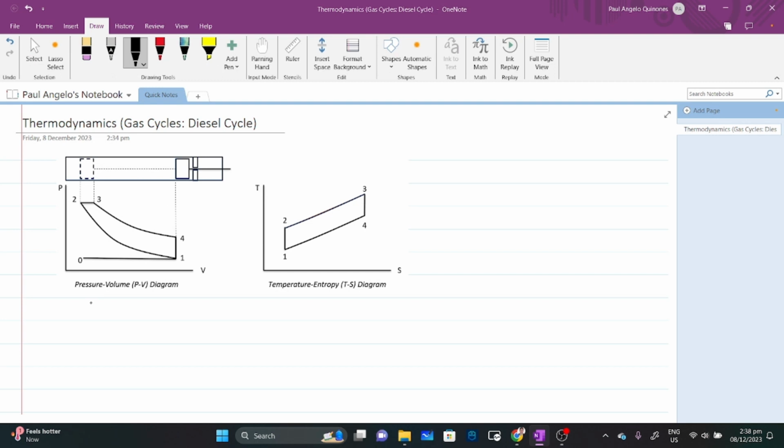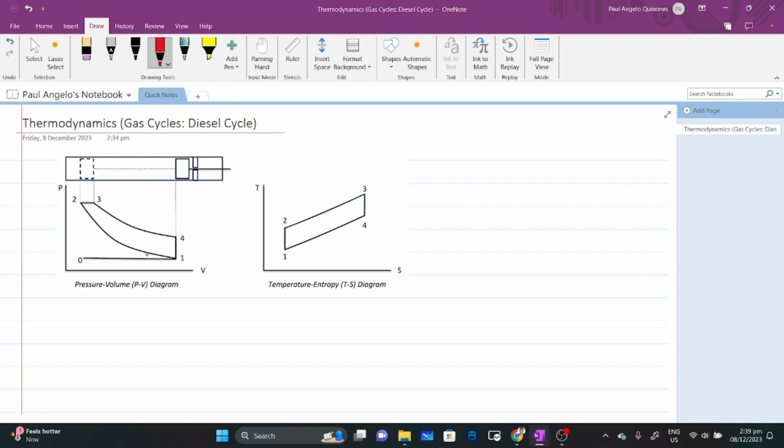So in this video, we will discuss the diesel cycle. We will try to derive the variables or equations that are necessary in solving the different states or points of the entire cycle. The first thing that we need to do is to identify the process from each point. Let's start first with point 1.